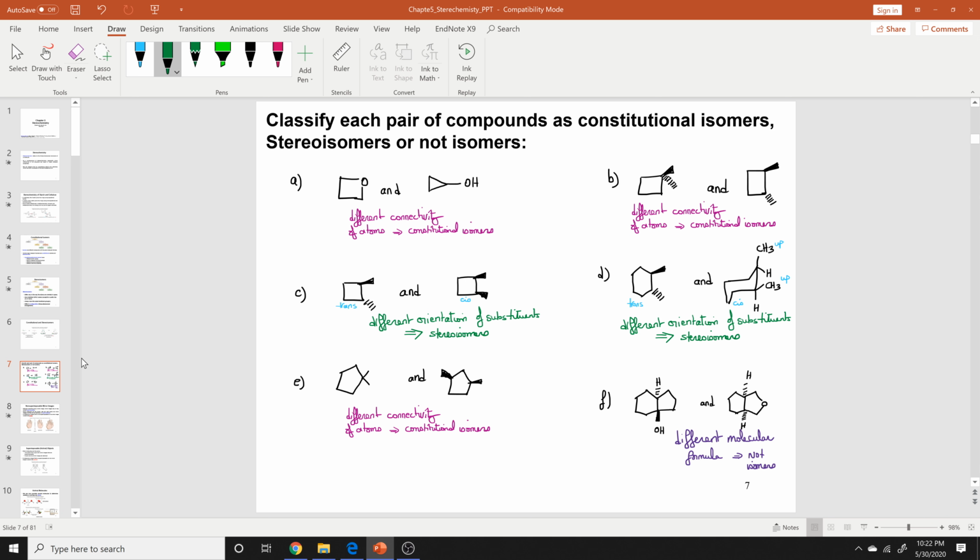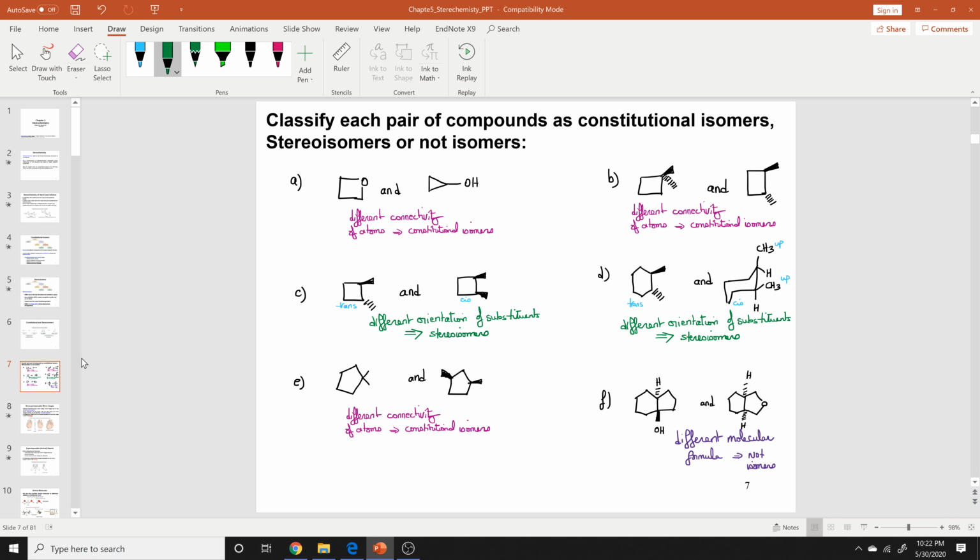Now for the stereoisomers, it's the orientation of the molecule in space. It has to do with rotation. So here I have two substituents on the ring. In this structure they are trans, in this structure they are cis. So different orientation of substituents. This is a stereoisomer. Same thing over here.